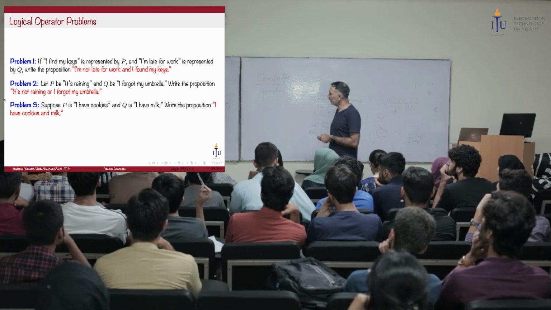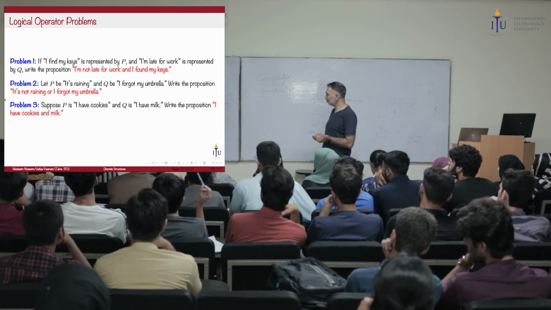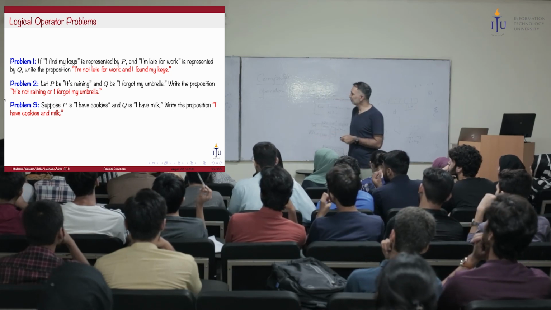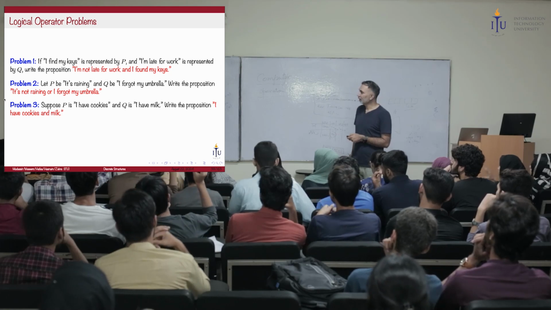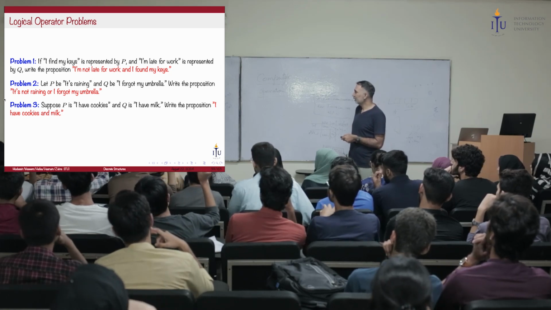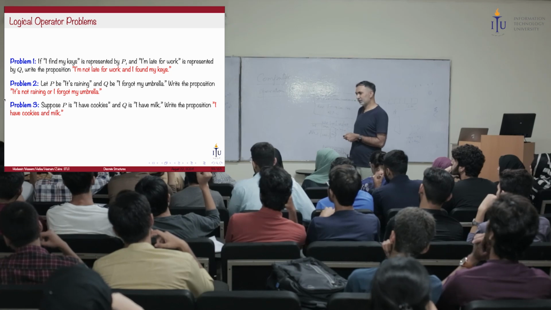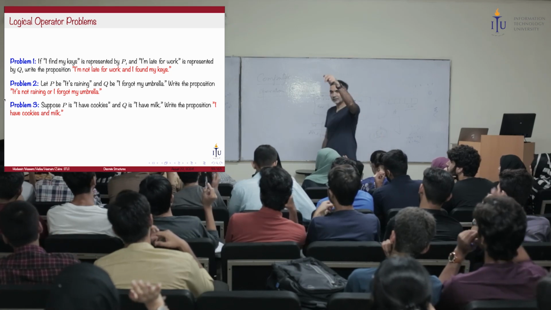The second problem. P is it's raining and Q is that I forgot my umbrella. And I want to write down it's not raining or I forgot my umbrella.